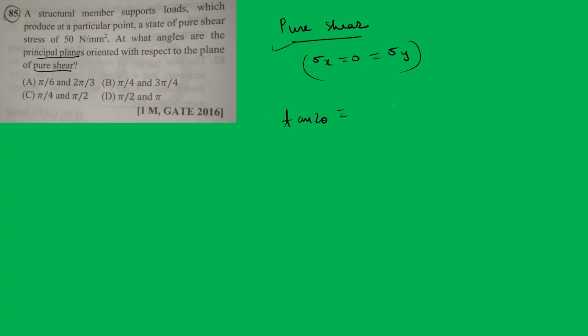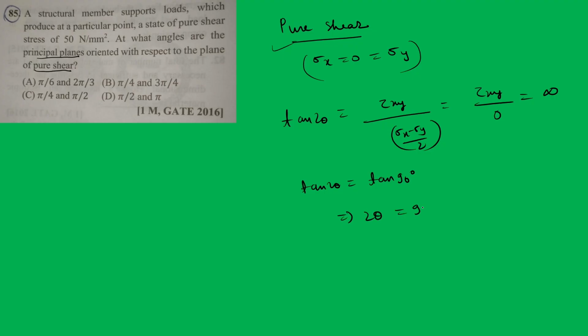tan 2 theta equals tau xy by (sigma x minus sigma y) by 2, and sigma x is 0, sigma y is 0. So what would that be? Tau xy by 0, and this would be undefined. So when this is undefined, tan 2 theta equals tan 90 degree, and from here you can see 2 theta equals 90 degree, so theta equals 45 degree, theta 1.